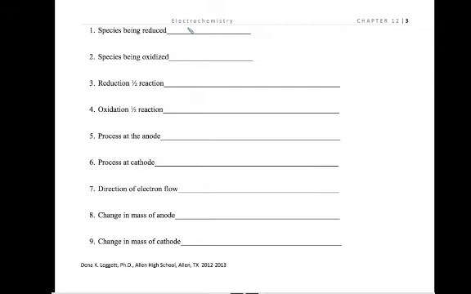Our species that was being reduced was the chromium 3+ ion. Be very specific. Include the oxidation number. You want to make it very clear in your evidence when you're trying to argue your point or justify your point, that you know what you're talking about. If it's being reduced, something is happening to it. Therefore, it must be a reactant, not a product.